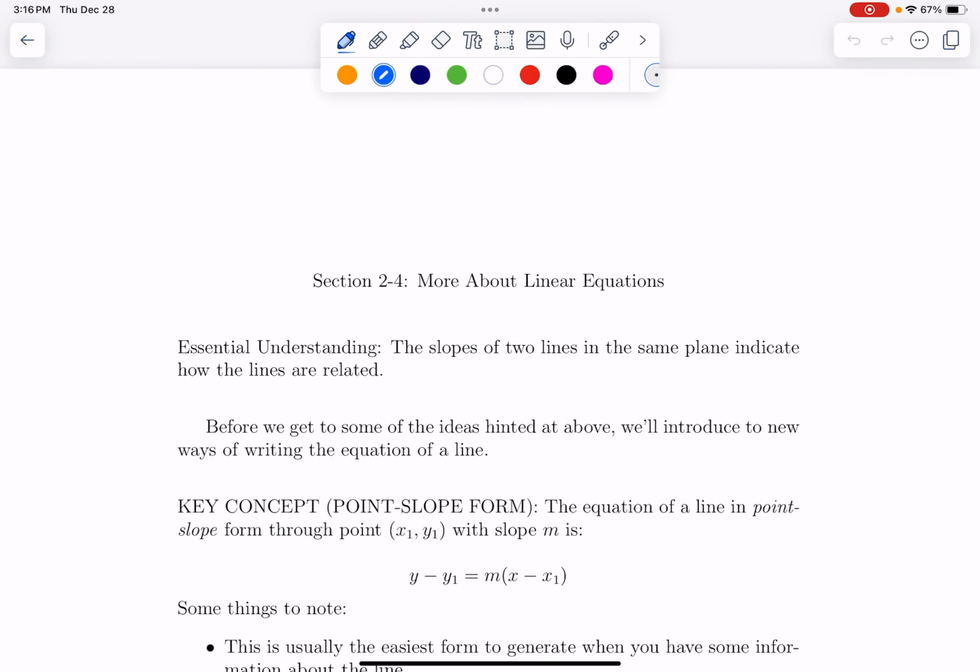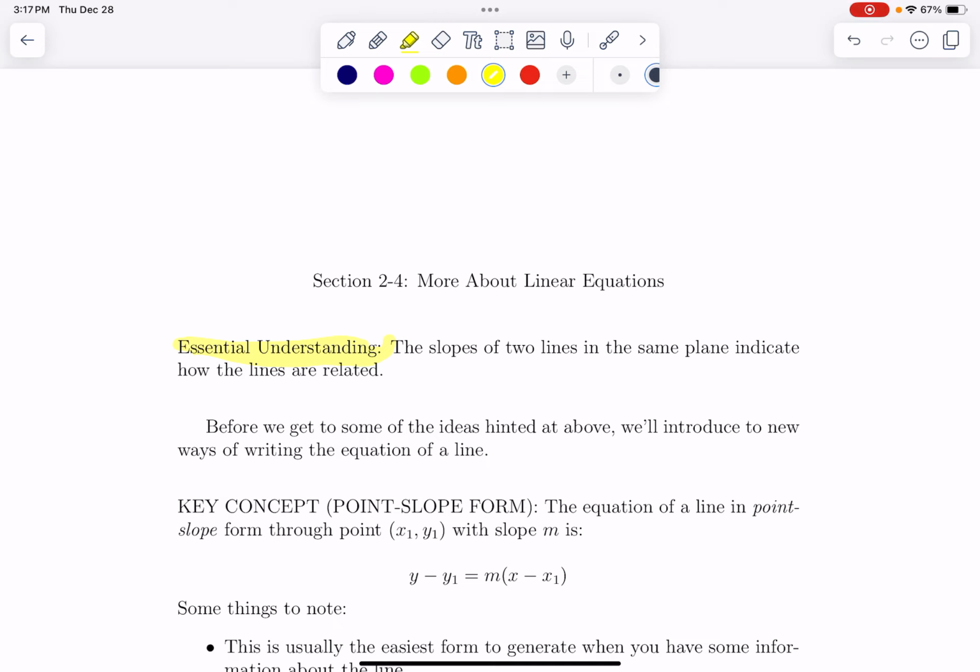Hello. In this video, we're going to be talking more about linear equations. We already have an idea of slope and the slope-intercept form for the equation of a line. Here we're going to be seeing different kinds of ways of writing the equation of a line that could be useful in other contexts, and then also some information about how slopes of lines are related. And that's the essential understanding that's coming up towards the end.